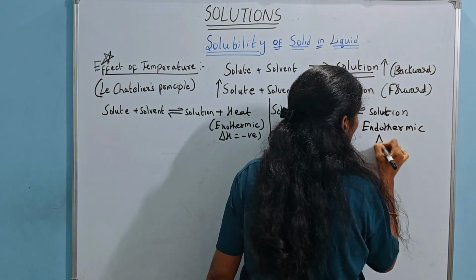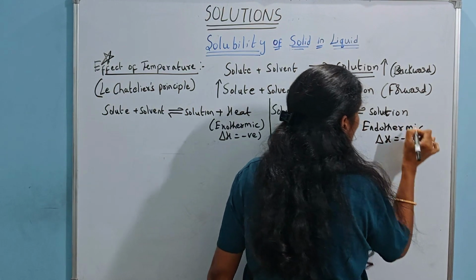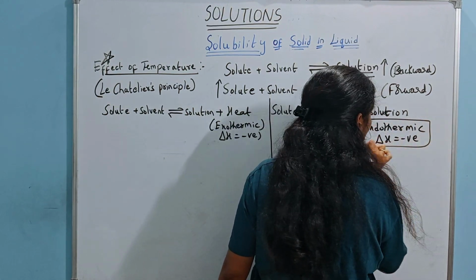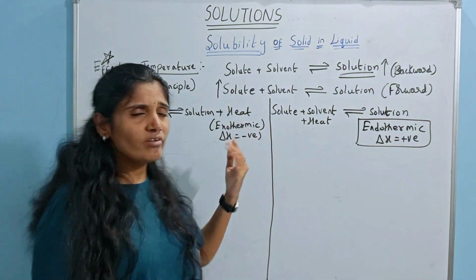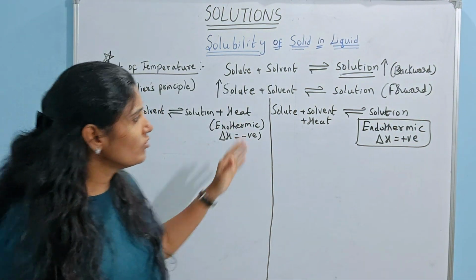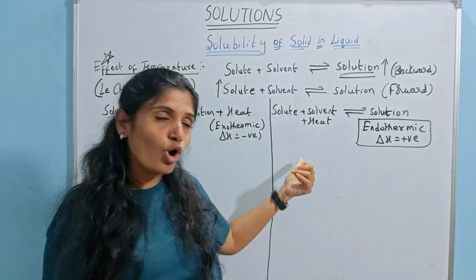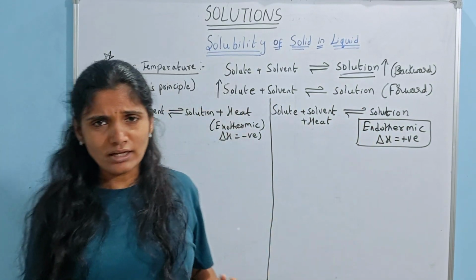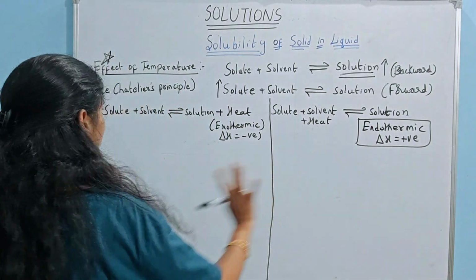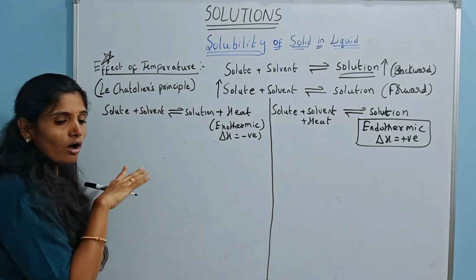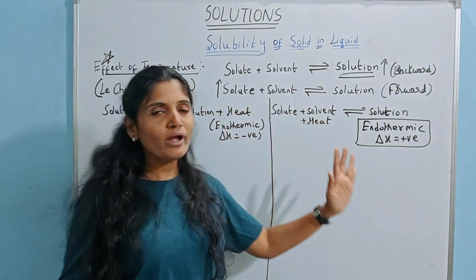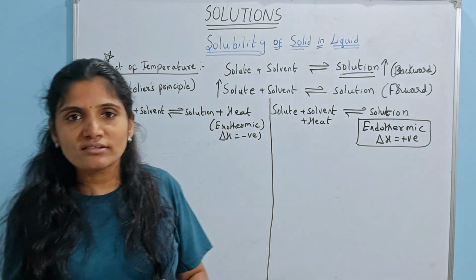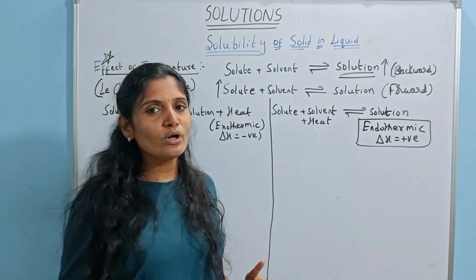I call it an endothermic reaction, where delta H is equal to positive. Very simple. Reactions where heat is released are exothermic, delta H is equal to negative. Reactions where heat is absorbed are endothermic, so delta H is equal to positive. Now, will the effect of temperature be different on exothermic and endothermic reactions? Definitely yes. And that we'll understand through Le Chatelier's principle.